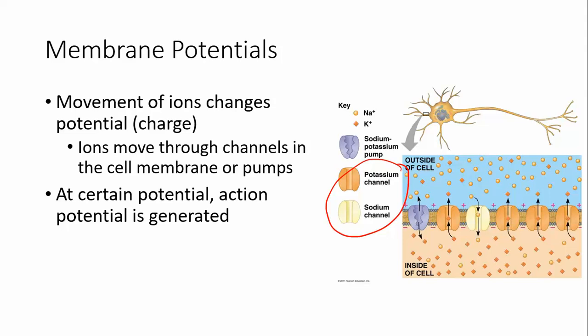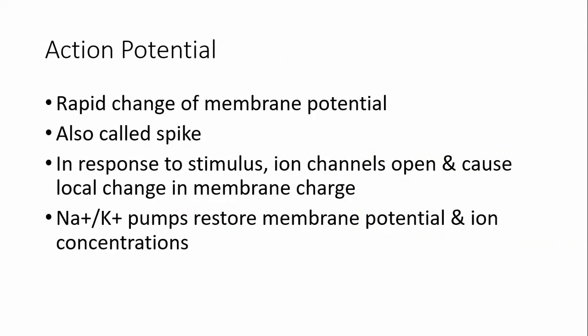And so they allow charges to move across the membrane and change it to become either more positive or more negative. And then you also have a pump, the sodium potassium pump, which will actively pump material into or out of the cell using energy. What's going in and out is not important for our purposes right now. What's important to know is that at a certain charge, you generate something called an action potential. An action potential is a very rapid change in the charge of the membrane. We call them spikes as well.